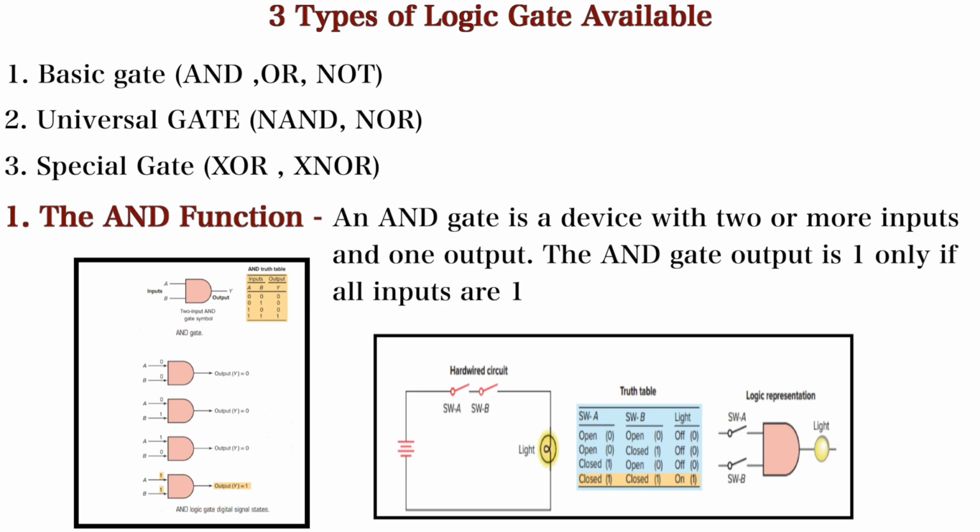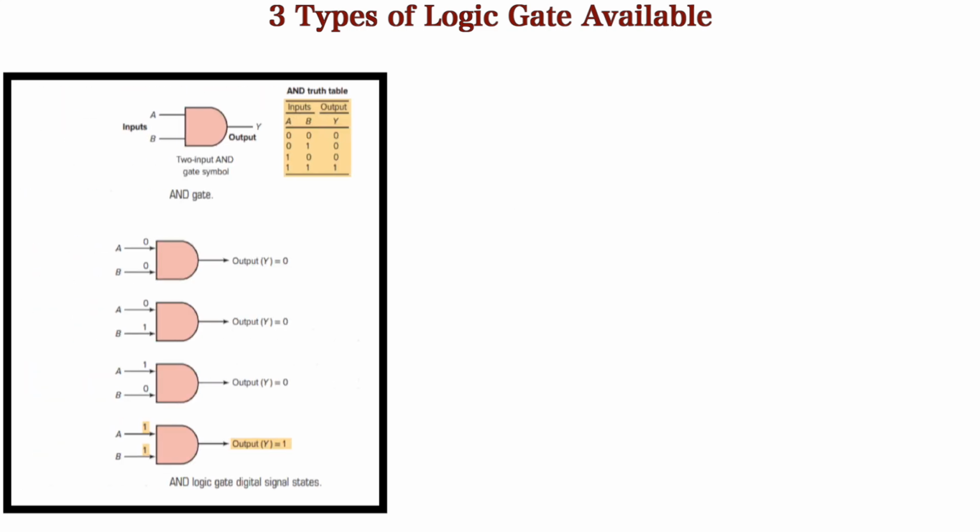It is a device having two or more inputs but a single output. What is the AND function? The AND gate will output high or 1 only if all these conditions are satisfied, or only if all the inputs are 1 or high. In the figure, you can clearly see the logical symbol of the AND gate having two inputs A and B and the output designated by Y.